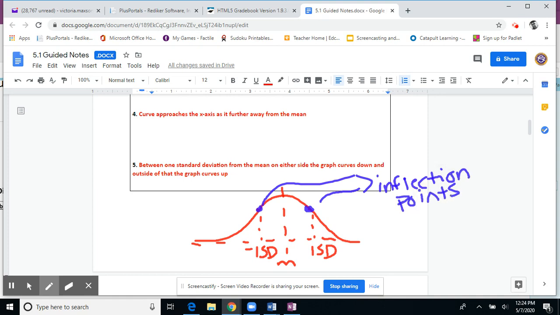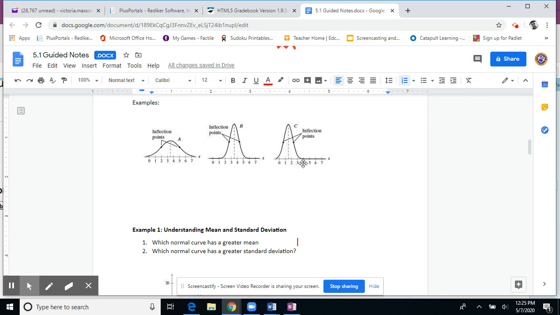These points, which are called inflection points, are important because they tell us where our standard deviation is. From the mean to each of these, we are curving down. So it's talking about this part. And then after each of them, it starts to curve up and out towards the x-axis. So that being said, we can do a couple examples.